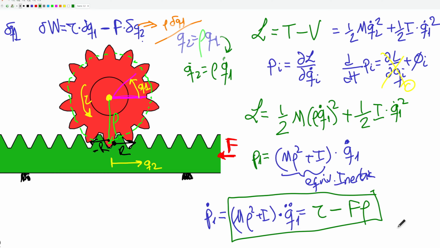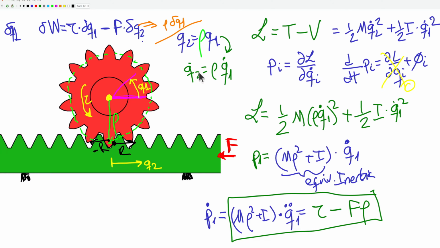Tau and F are exogenous inputs assumed to be known, then I can solve these differential equations for Q1 by computing accelerations and integrating them to give me velocities and position. So good, this is the reduced equation for the angular coordinate.